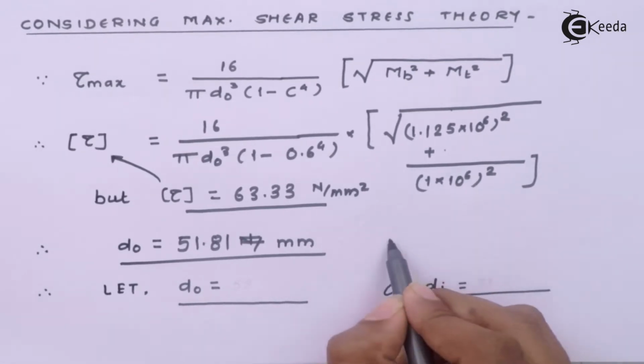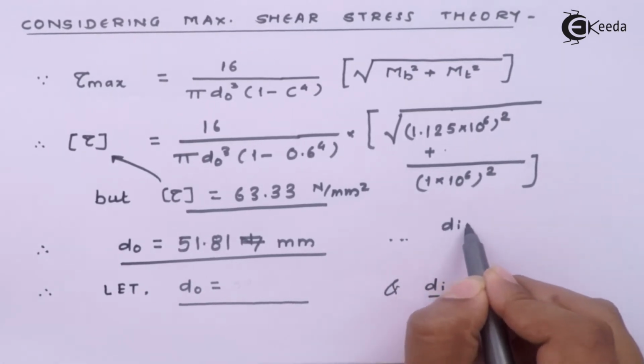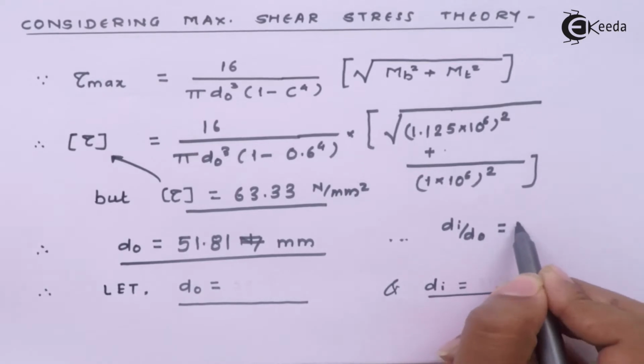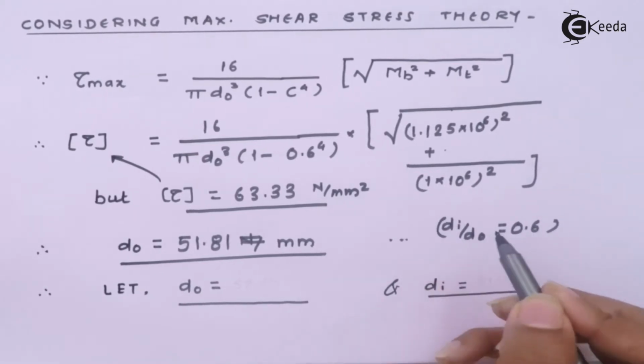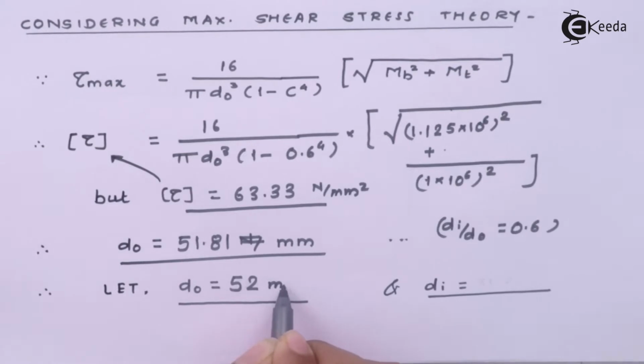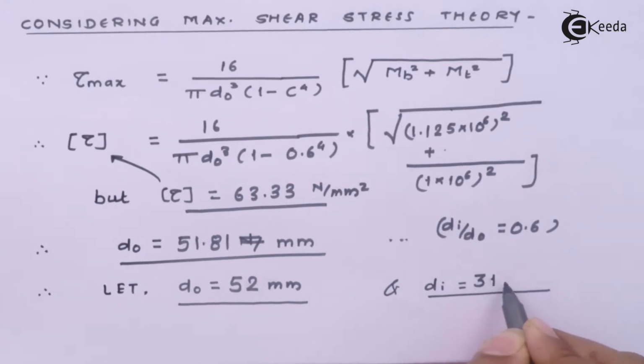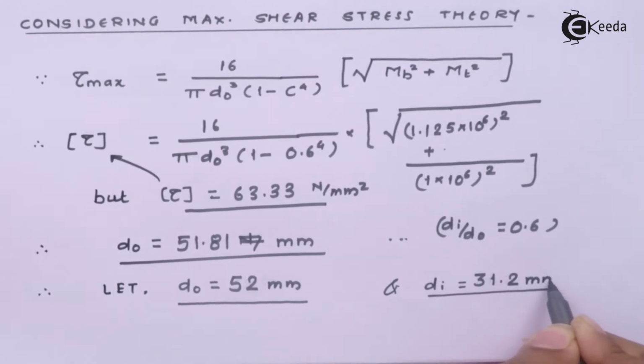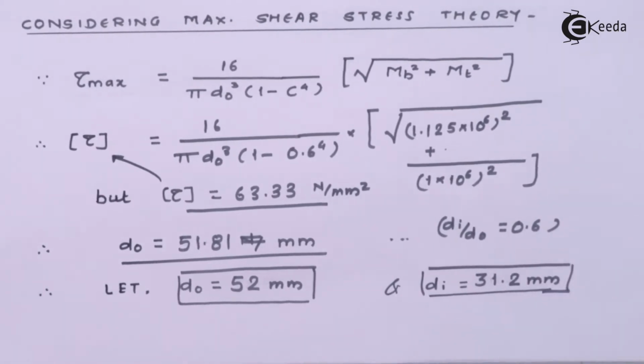Now we again know this relation that the ratio of inner diameter to outer diameter is 0.6. We can substitute this value back, but before that let us go for the preferred value. So let us say for this particular case 52 millimeter is the preferred value of the outer diameter. If we substitute it back, we will get the value somewhere around 31.2 millimeter for the inner diameter. So that is what the calculation part is all about.